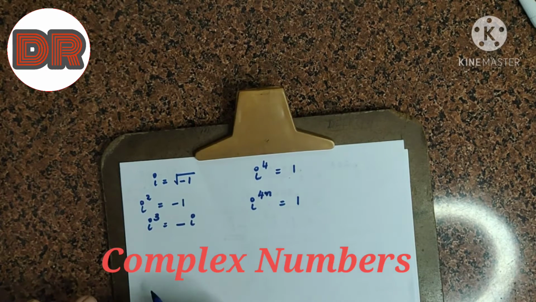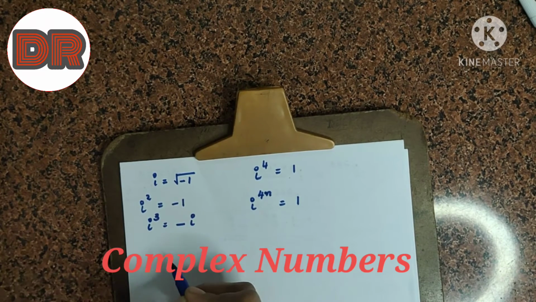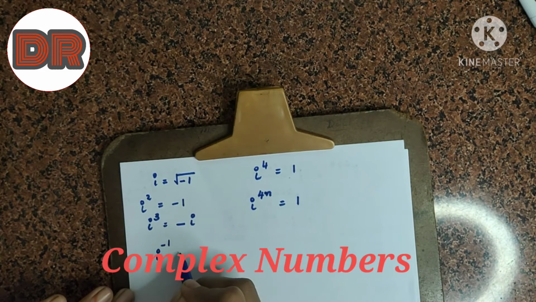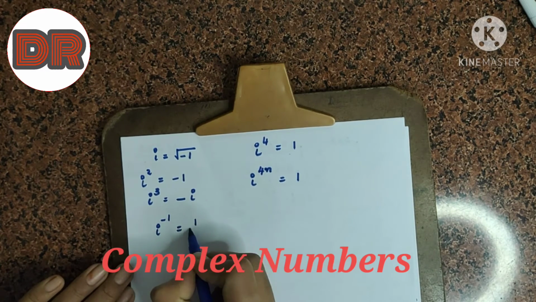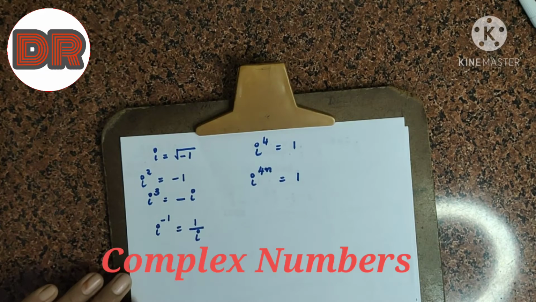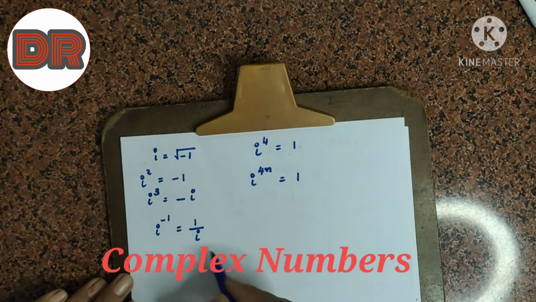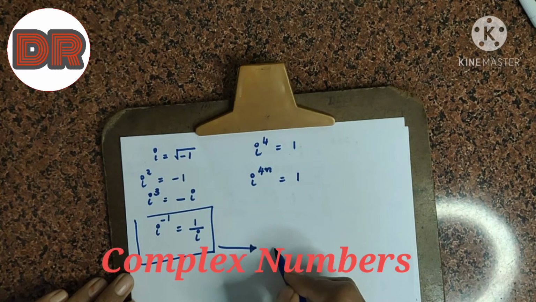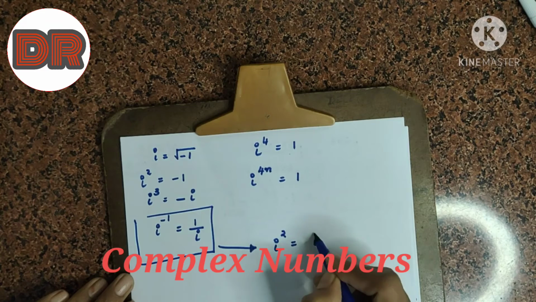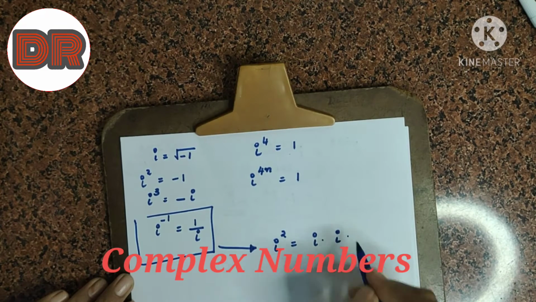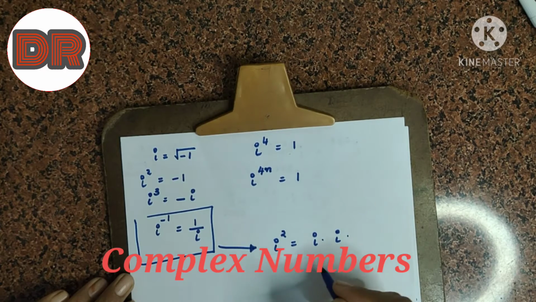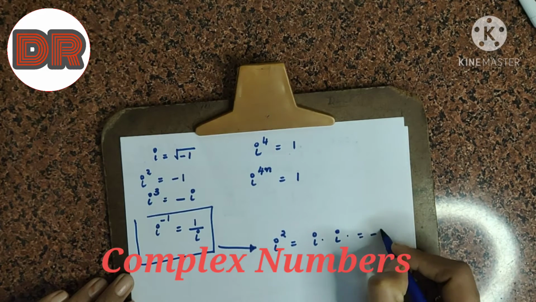Now let me take a few more powers. When I say i to the power -1, this is nothing but 1 by i. So let us find out the value of 1 by i. For this let me take i square. What is i square? i square is i into i, and its value is -1.